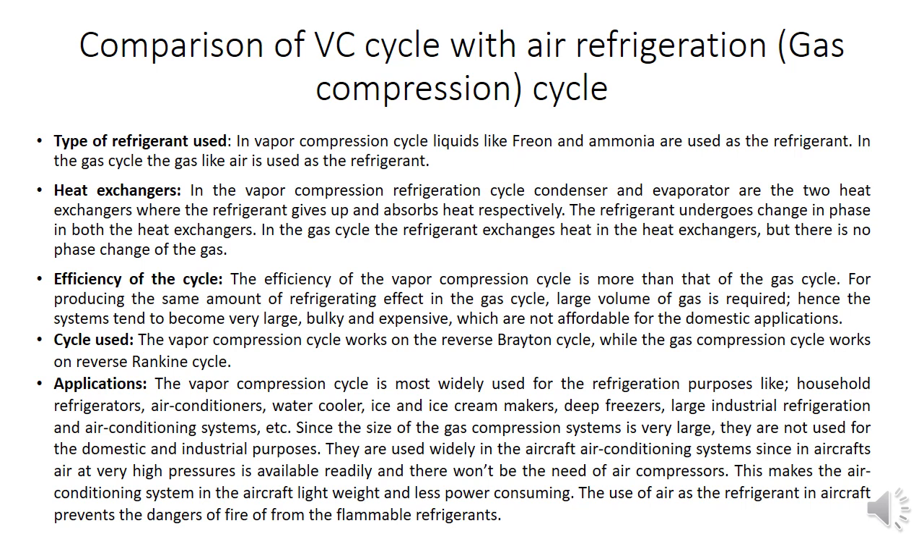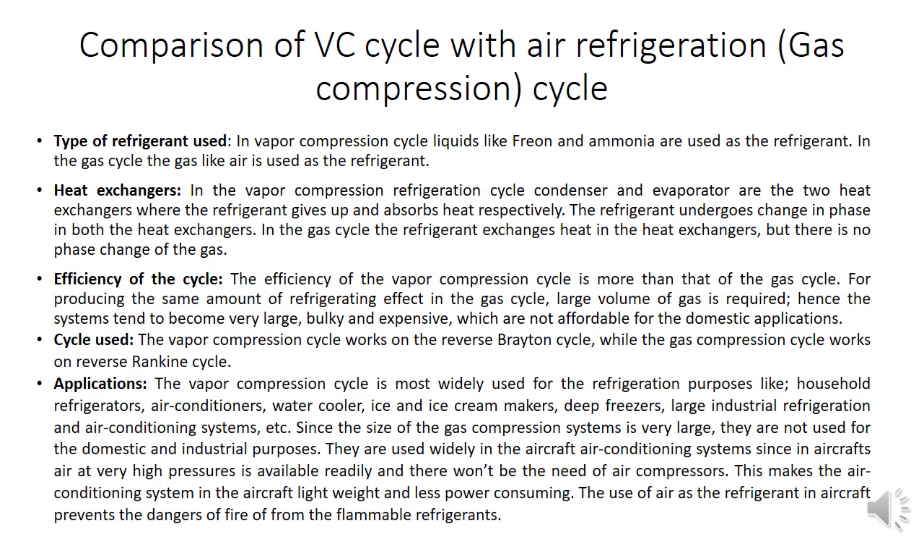Third difference is with respect to the cycle used. The vapor compression works on the reverse Rankine cycle, while the gas compression works on the reverse Brayton cycle. Now the application is the fourth major part. The vapor compression cycle is mostly used for refrigeration purposes, for household refrigerators, air conditioners, water coolers, ice and ice cream makers, cold storage, as well as deep freezers, large industrial refrigeration, air conditioning systems, and central air conditioning as well. While the size of gas compression systems is very large, they are used for industrial purposes, like for big factories. Also they are widely used in aircraft air conditioning.